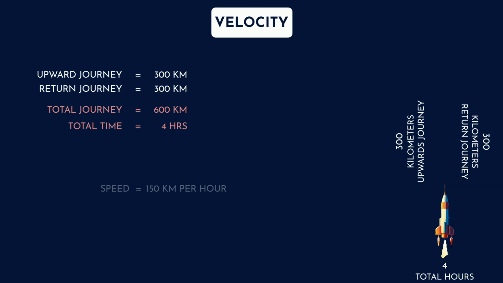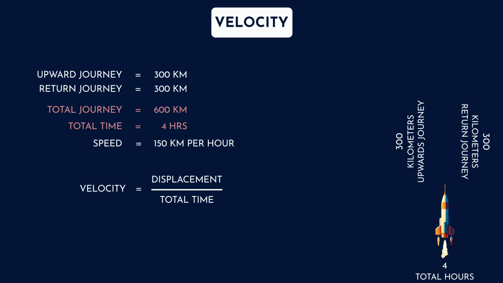journey. However, the velocity of the rocket is not 150 kilometers per hour because the rocket returns to its starting point, hence the displacement is 0. Dividing 0 by 4 hours gives us 0. Hence, the velocity of the rocket is 0. This shows that while speed and velocity might seem similar, they can give different results depending on the situation.